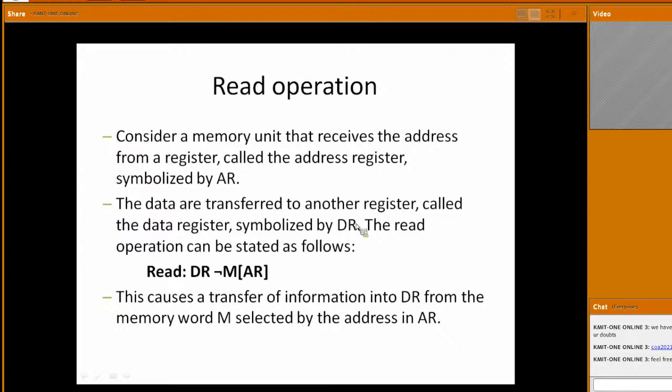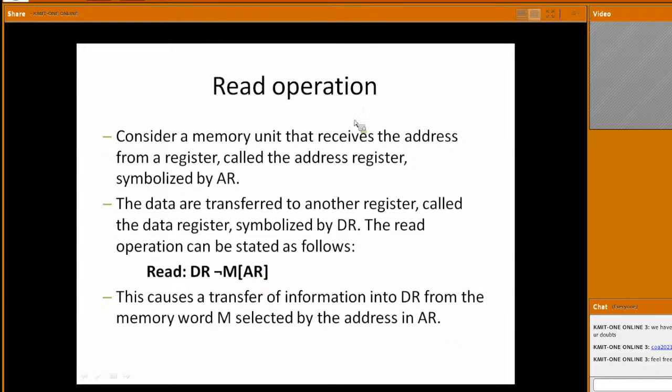Now see here, we are using one more register called as DR, which means data register. This data register holds the content, whatever you want to read or whatever you are writing into the memory. The content is present in the data register. The memory location, the address of the memory component, is present in the address register.